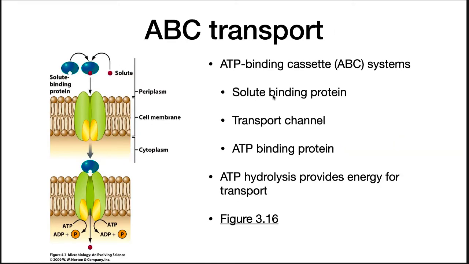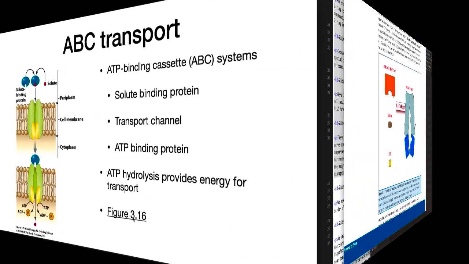Another type of active transport is ATP binding cassette or ABC transporters. There is a solute binding protein that binds the target. It then attaches to the transport channel. Finally, a conformational change is driven by the hydrolysis of ATP by the ATP binding protein. This change causes a gate to open and the target moves to the inside of the cell. Figure 3.16 demonstrates this process.